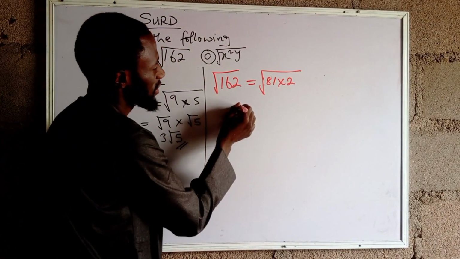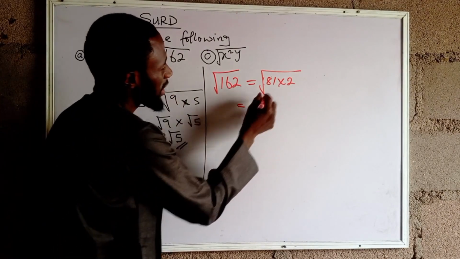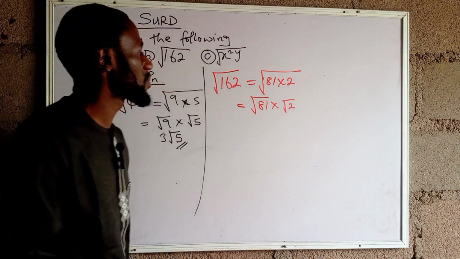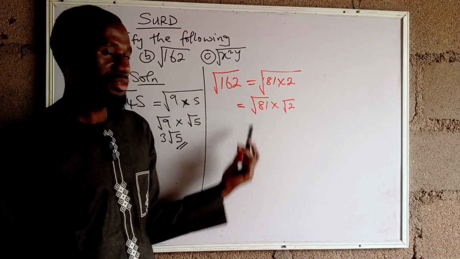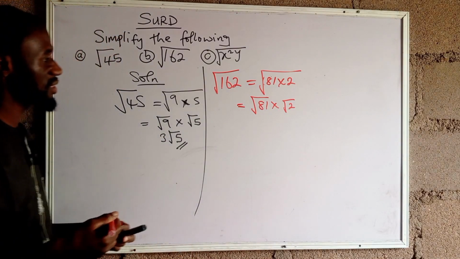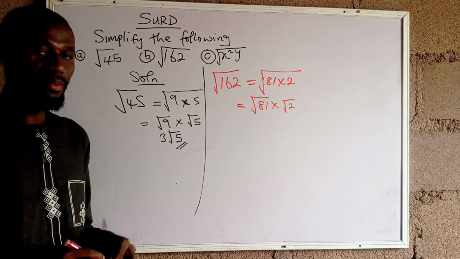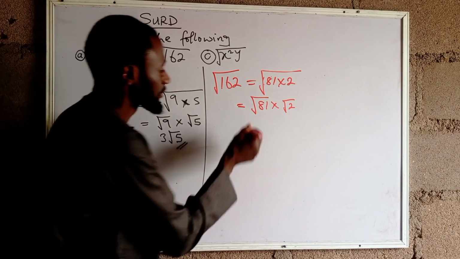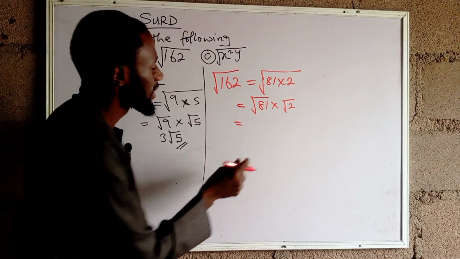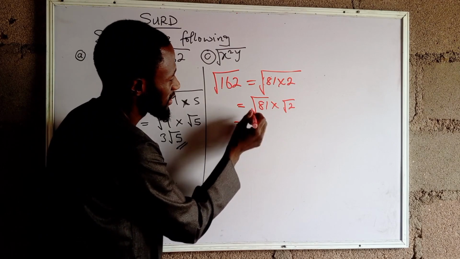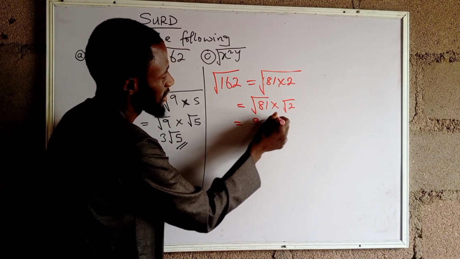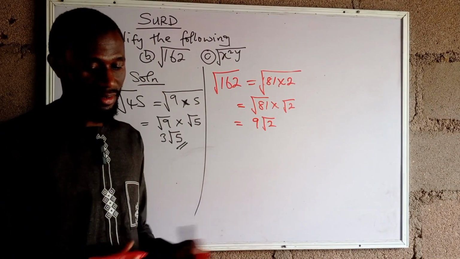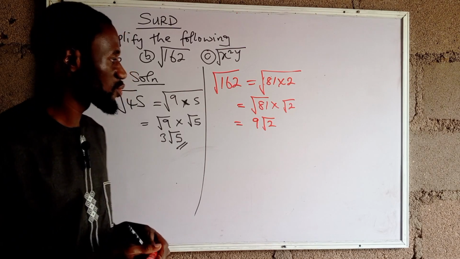If you simplify 81 times 2, you have the square root of 81 multiplied by the square root of 2. That is the factorization of 162. One of the numbers, remember we said, must be a perfect square, a number that contains square roots. Let's simplify more. The square root of 81 here is 9, so the answer is 9 root 2.